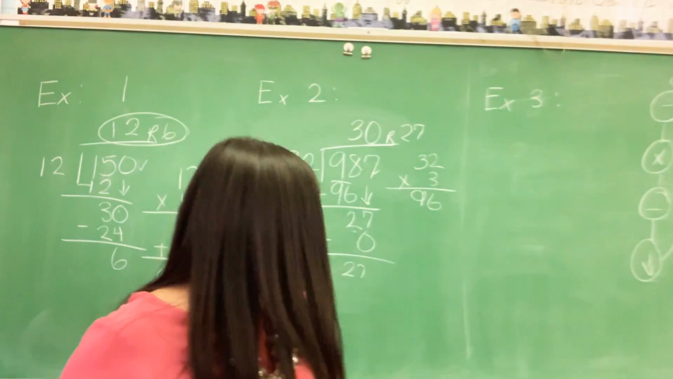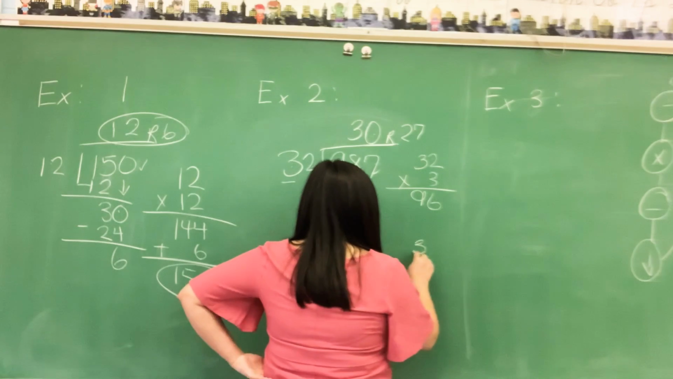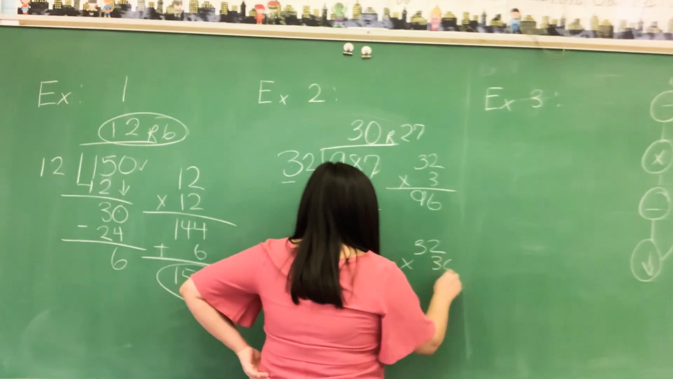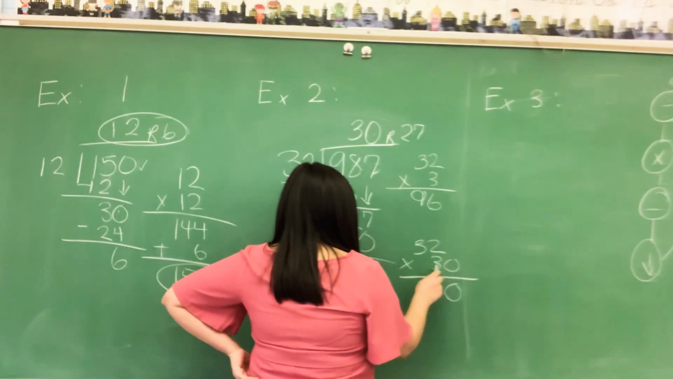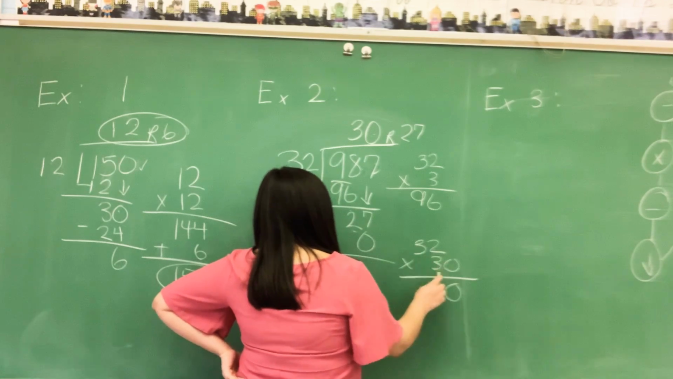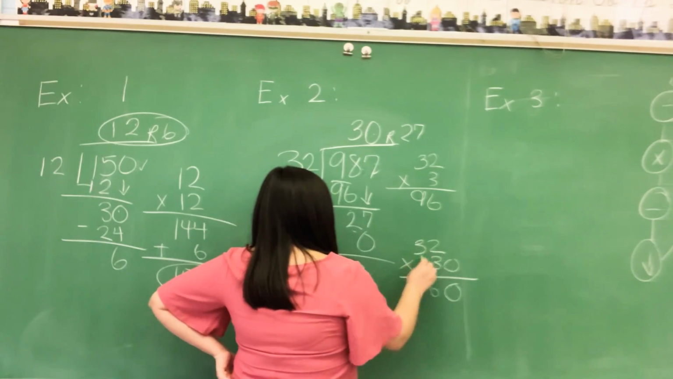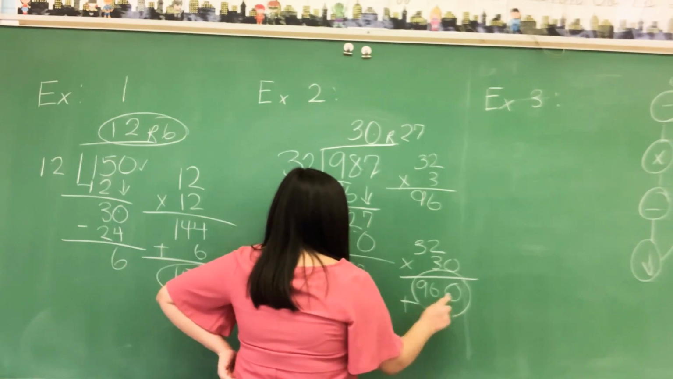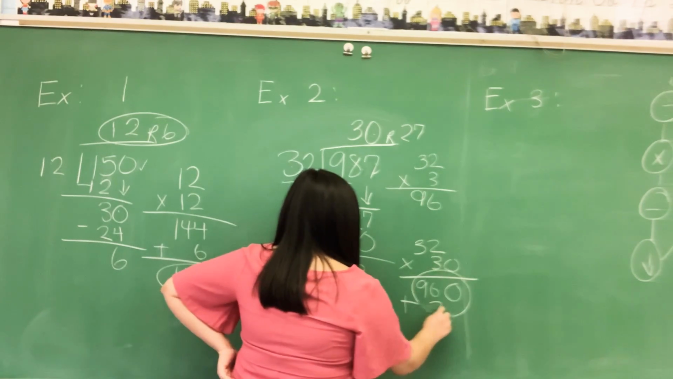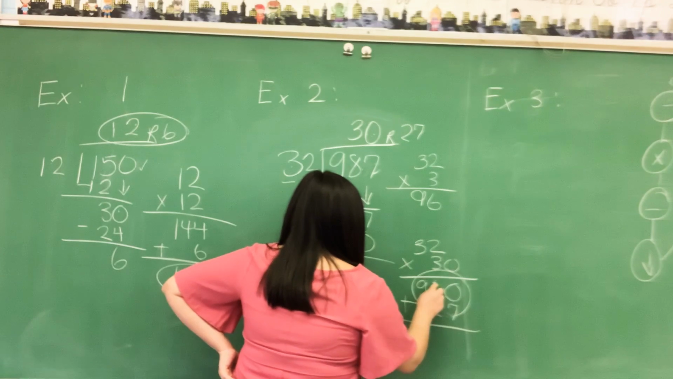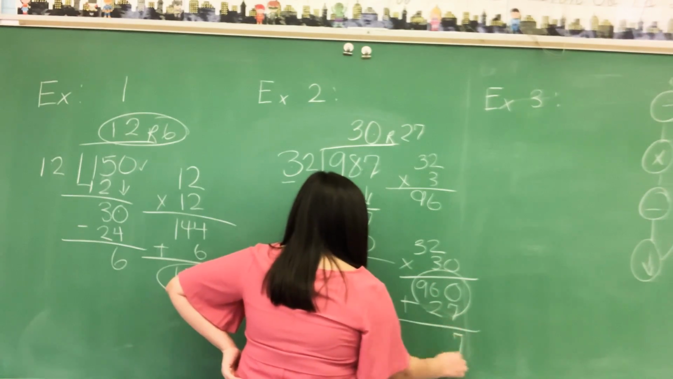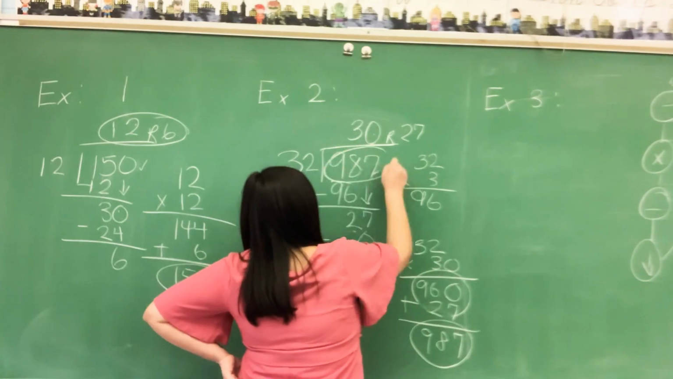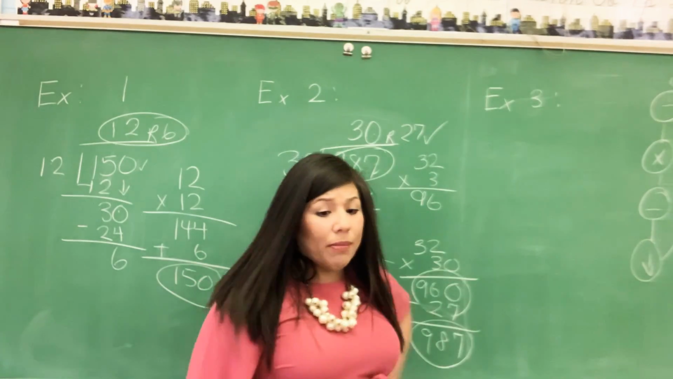Then you can check this by multiplying 32 by 30. Here I put my 0. 2 times 3 is 6, and here's 96. So here I get 960 plus, oh, sorry, I don't know why I'm circling that. Plus remainder, 27. 0 plus 7 is 7, 6 plus 2 is 8, and 9. 987. 30 remainder 27 is correct.